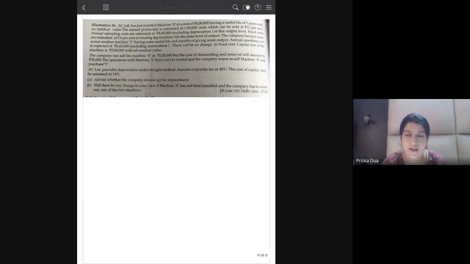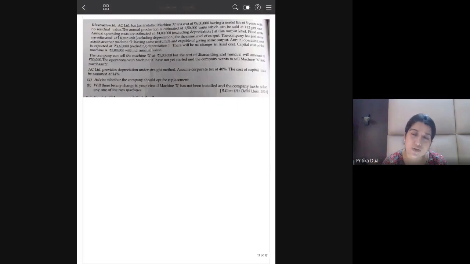Jatin has answered the question correctly. Very good. Since the fixed cost remains the same, it's okay, Karan. Since the fixed costs remain the same irrespective of which machine we choose, we will not consider them in decision making. It is only the variable cost that will matter.